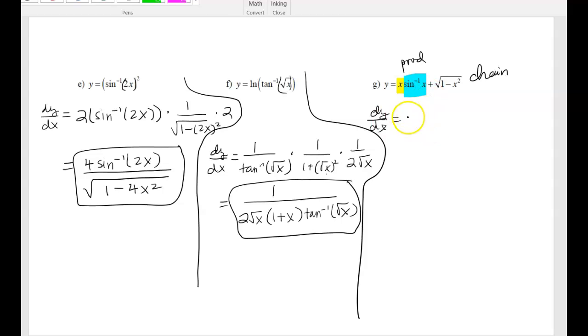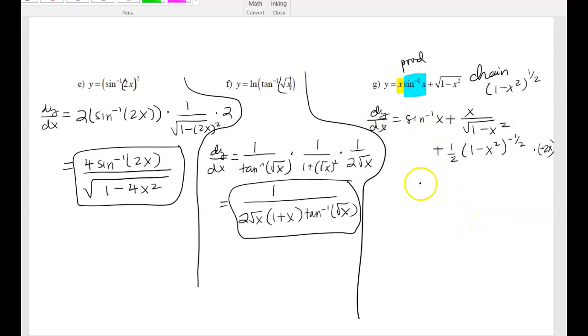The derivative of x inverse sine of x is just inverse sine of x plus x over square root of 1 minus x squared, plus, now I'm going to have to do my chain rule here. That was 1 minus x squared to the 1/2. So 1/2 times 1 minus x squared to the negative 1/2, times the derivative of the inside, which is negative 2x. So if I simplify this, I have inverse sine of x plus x over square root of 1 minus x squared, plus, here I have negative 2x times 1/2, which is just negative x over square root of 1 minus x squared. And so what I'll notice is these two parts actually cancel out here at the end, and so my final answer is just inverse sine of x.